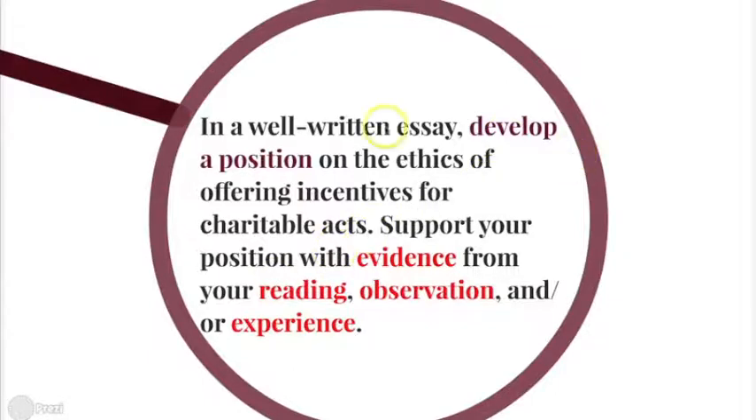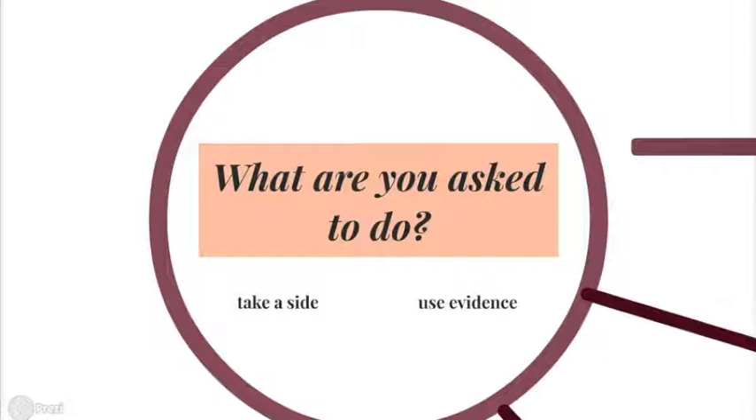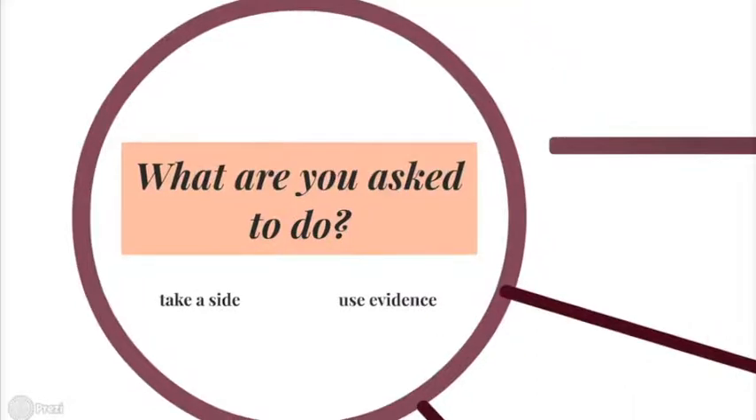Here is develop a position, and then it tells you specifically where you can get your evidence from: reading, observation, and or experience, which really encompasses a whole lot of stuff. Again, all these prompts come back to two things: taking a side and using evidence. And the first thing we're going to go over is how to take a side. What are they asking you to do?